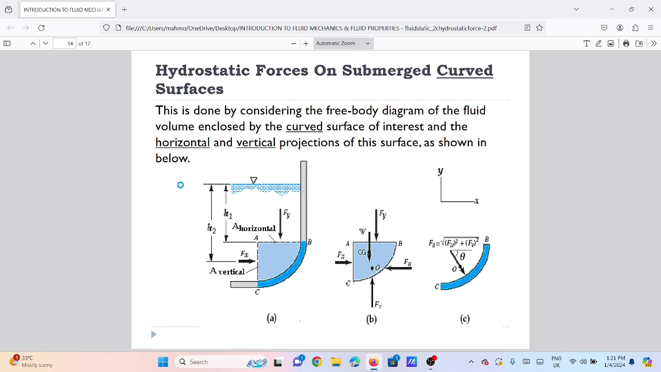Hydrostatic force on the submerged curved surface. This is done by considering the free body diagram of the fluid volume enclosed by the curved surface of interest and the horizontal and vertical projection of the surface, as shown below. You can see that in the free body diagram there are two axes, the x axis and the y axis, so we have to concentrate on the vectors FV and FH. Then you get the resultant force and the angle of the resultant force.